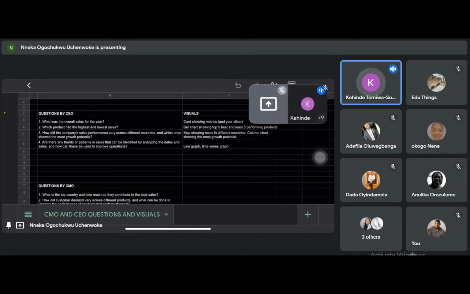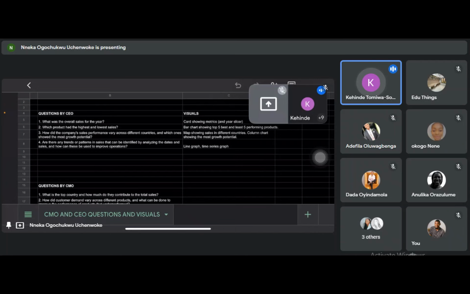Then number three, how did the company's sales performance vary across different countries? And which ones show the most growth potential? So we said we can show that with a map showing sales in different countries and also a column chart showing the most growth potential.